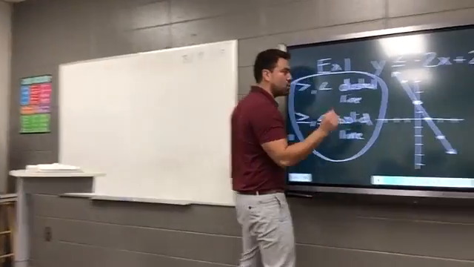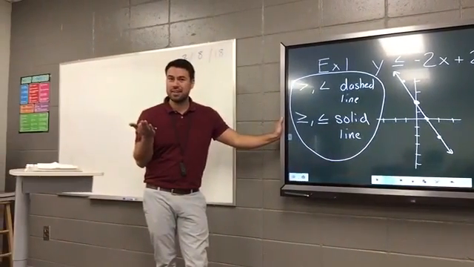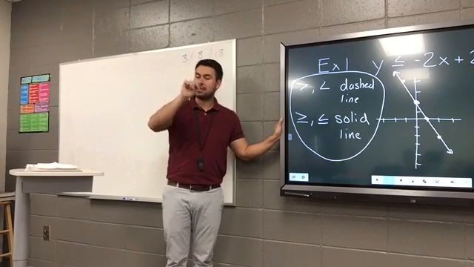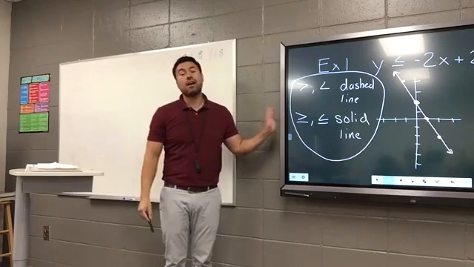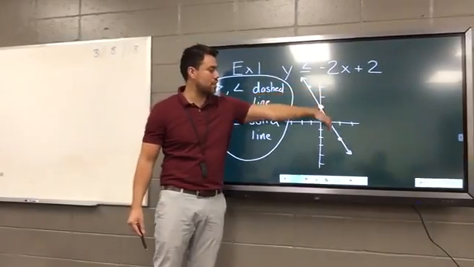I'll tell you what that means on this line. Can anyone kind of guess? The last problem, did the points on the line count? Did the points on the line make that inequality true? Well, on this one it does. On this one it will, because it's a closed circle. It includes the line itself.